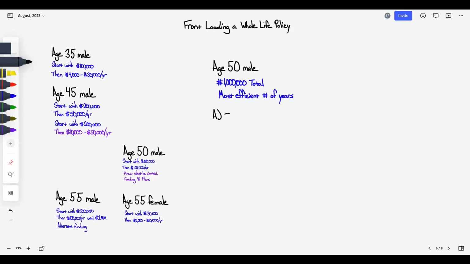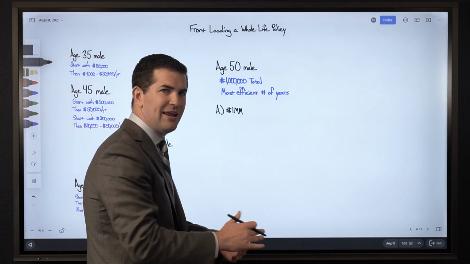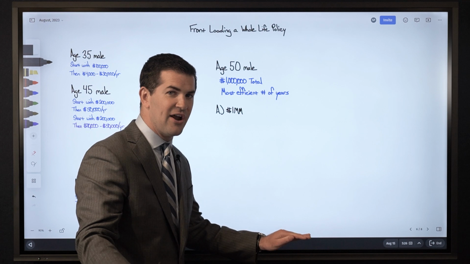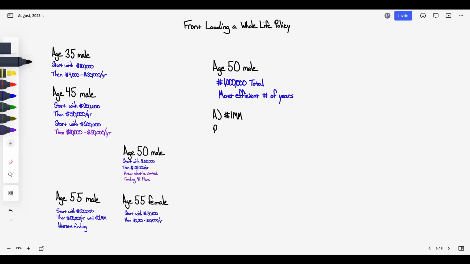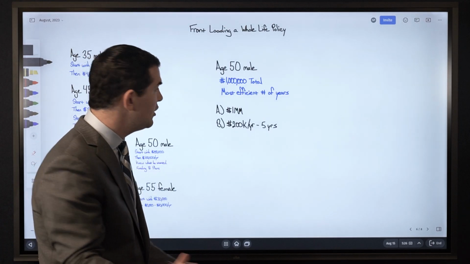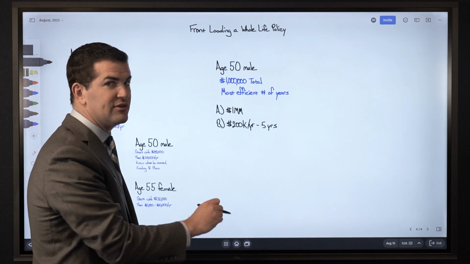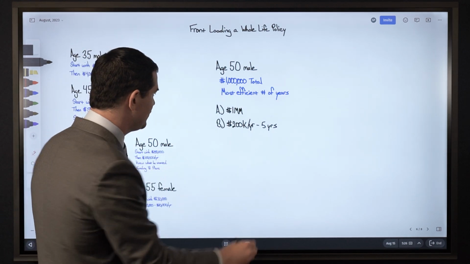Scenario A will be a one-time check for $1 million that he sends to the life insurance company. It's deposited into his policy. He pays nothing thereafter, and he watches that cash value grow. That's scenario A. Then we've got scenario B, which will display funding the policy at $200,000 per year for a total of 5 years. $200,000 times 5 years is how much? $1 million. So he's getting the same dollar amount into the policy, but spread out over 5 years.